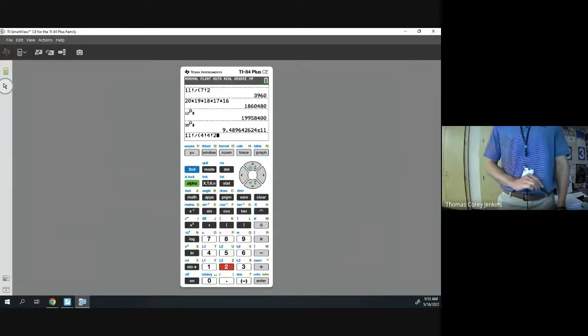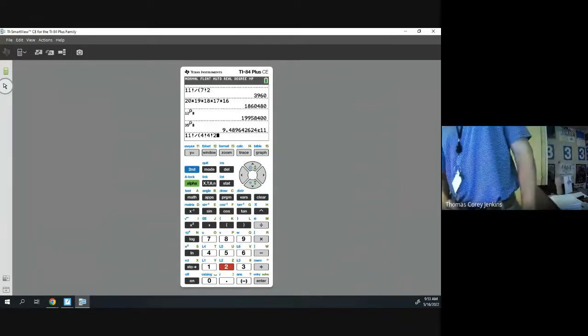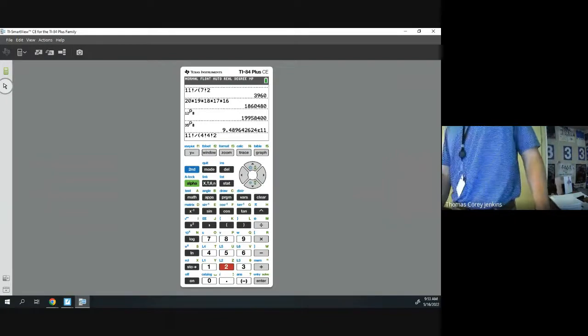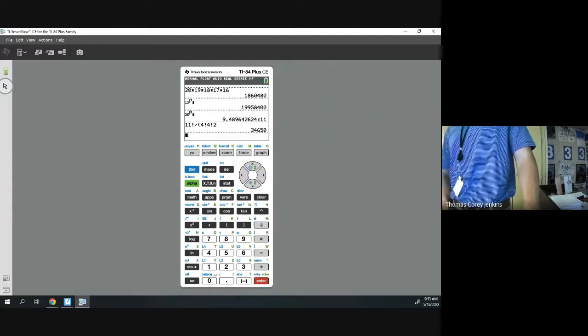All right, so anyway, should look something like that. You don't really need the factorial symbol after the 2 because that would just make it 2 times 1 instead of 2. So I just typed my denominator is 4 factorial times 4 factorial times 2. And then that gives me 34,650.